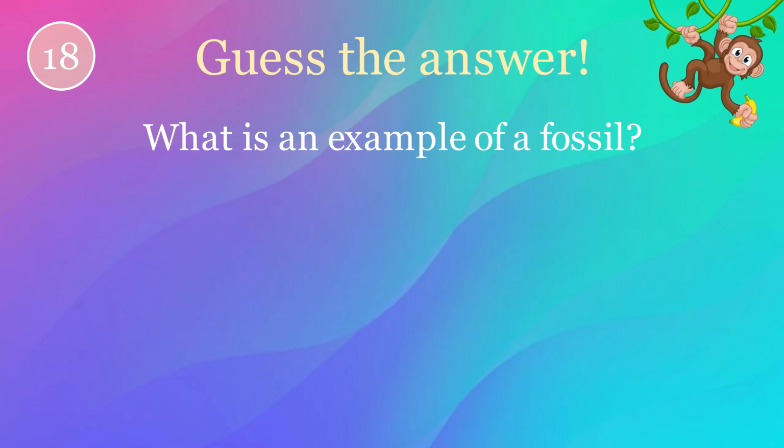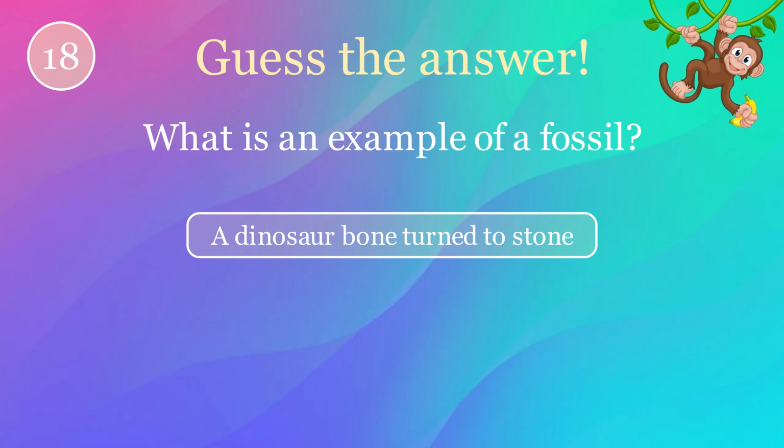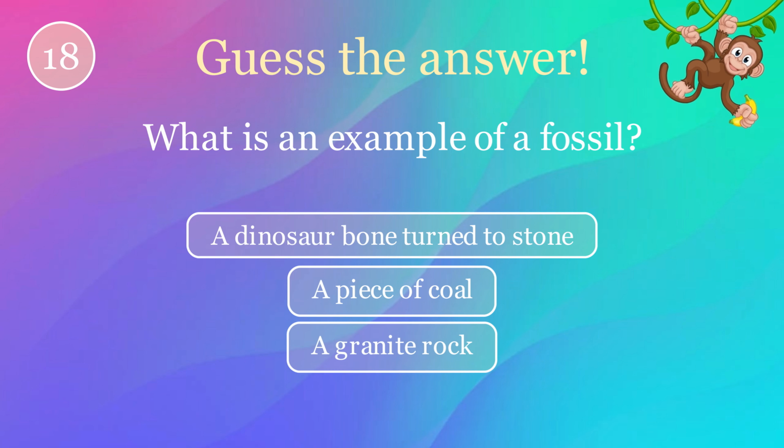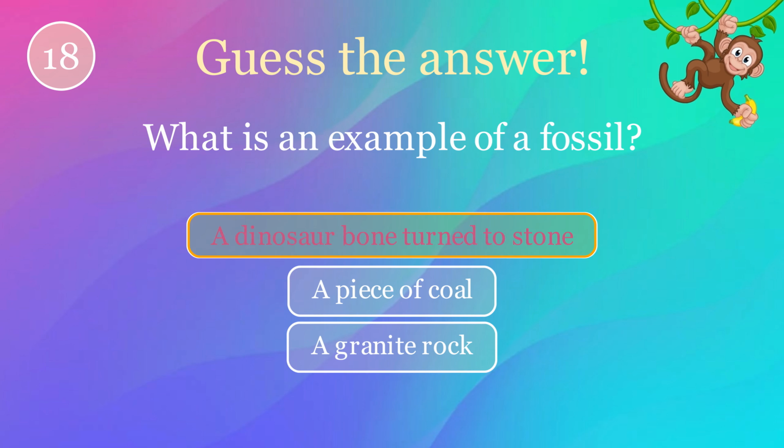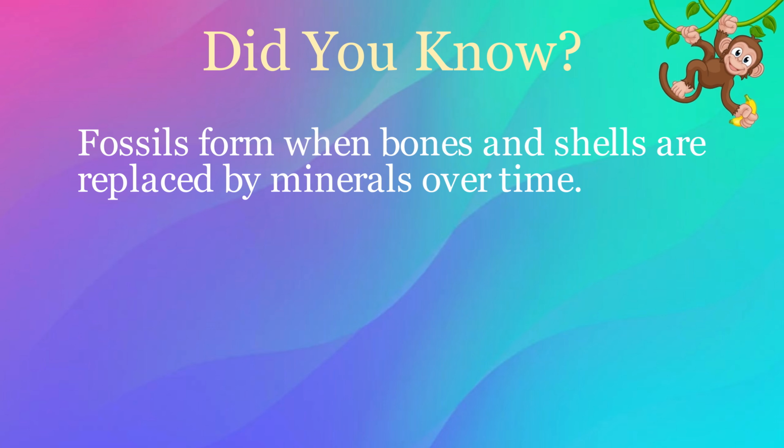What is an example of a fossil? A dinosaur bone turned to stone. A piece of coal. A granite rock. The correct answer is a dinosaur bone turned to stone. Here's an interesting fact: fossils form when bones and shells are replaced by minerals over time.